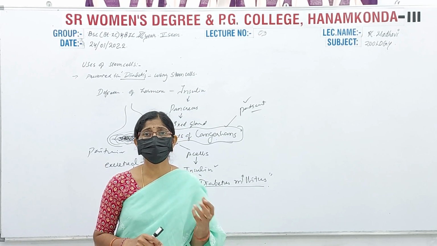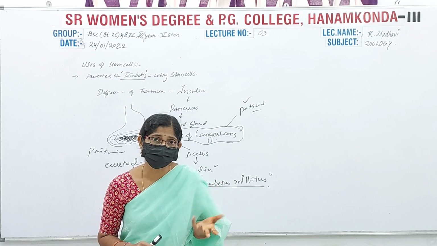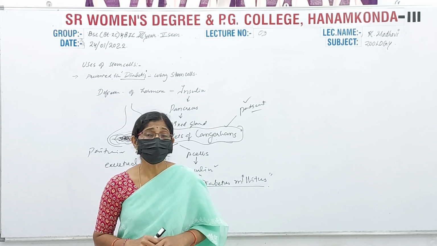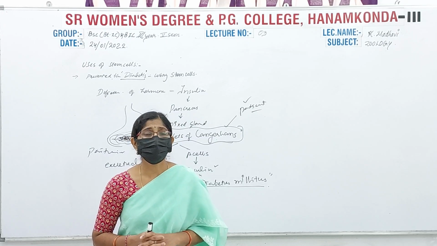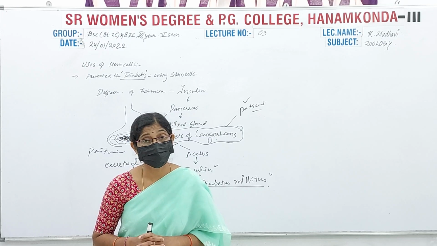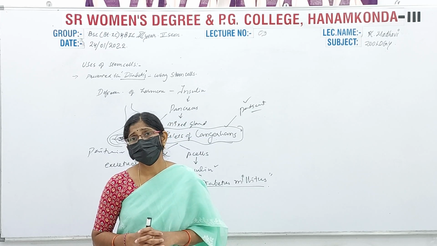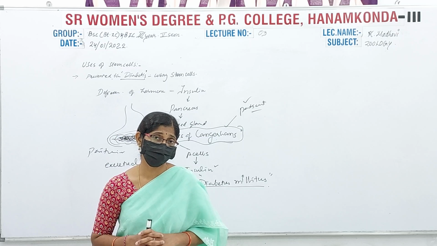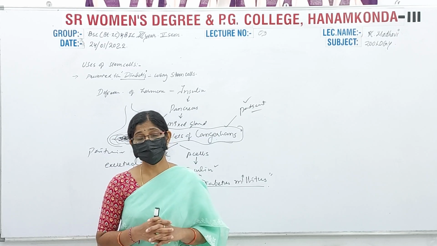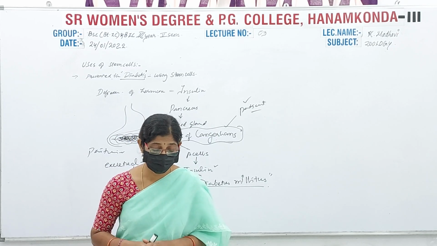Now these beta cells slowly secrete insulin, but it is a long process. Sometimes it also gives negative results. We cannot always get positive results; sometimes we also get negative results.